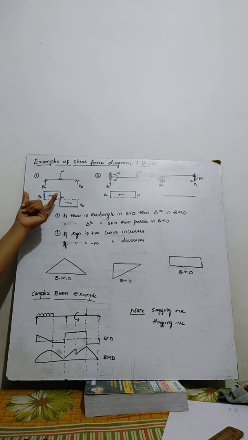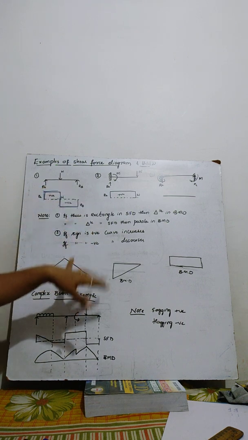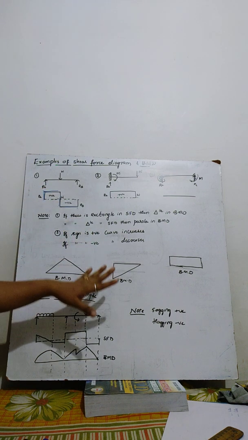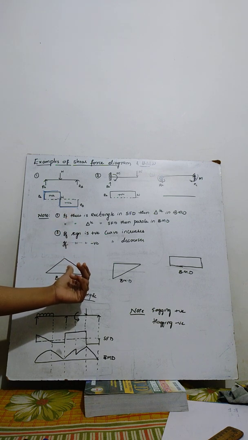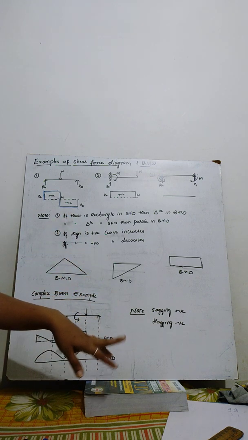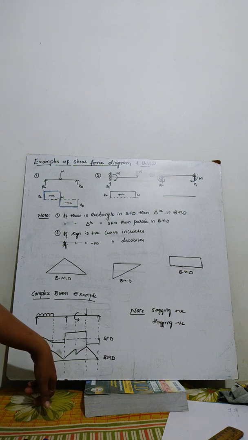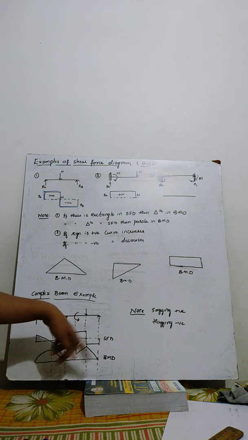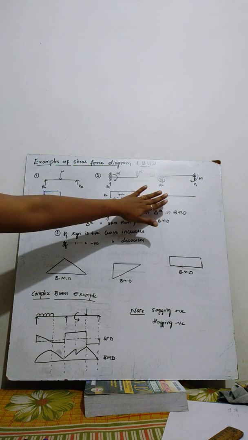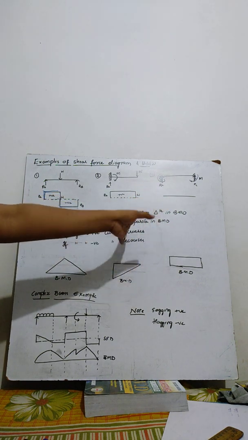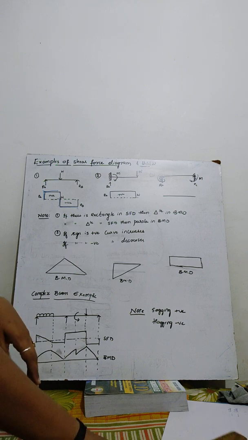So if there is a rectangle in the shear force diagram, you need to make it a triangle in the bending moment diagram, and if there is a triangle, you should make it a parabola in the bending moment diagram. If there is a vertical straight line, you should make it a rectangle. So you can observe it here.